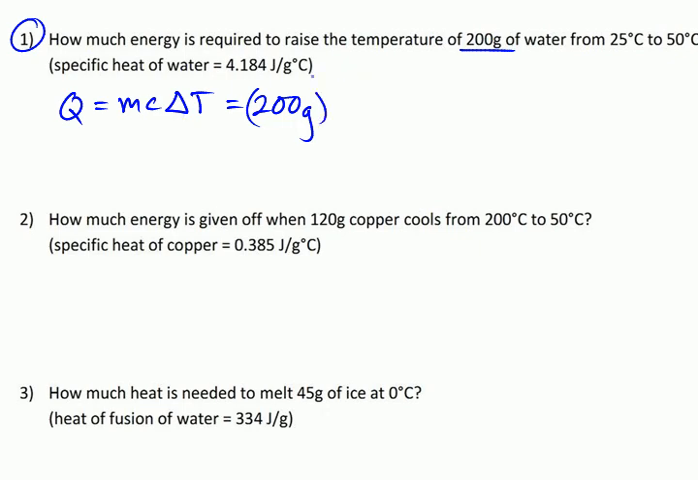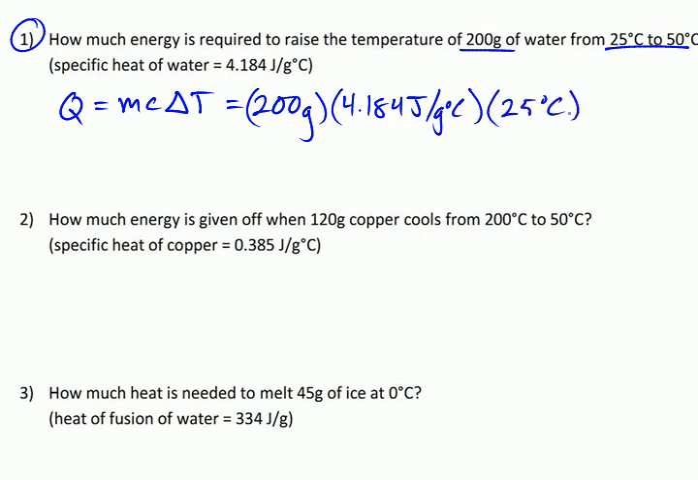The specific heat, C, is usually given to you. For water, it's 4.184 joules per gram degree C. What that means is it takes 4.184 joules to raise every gram of water by 1 degree C. Pretty high specific heat. And delta T, our last variable, what is the temperature change? Well, we take a look right here. We want to change it from 25 degrees C to 50 degrees C. So that's a change of positive 25 degrees C.